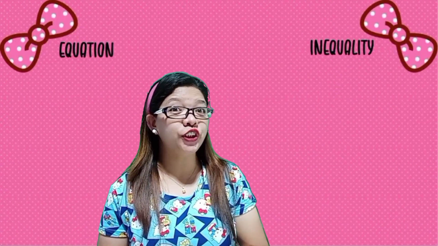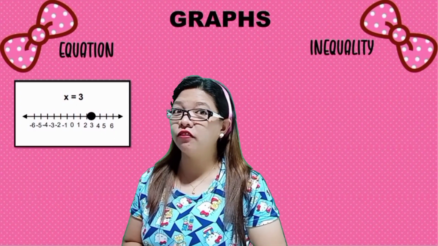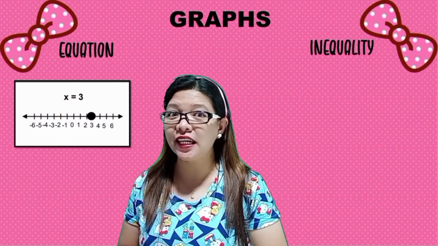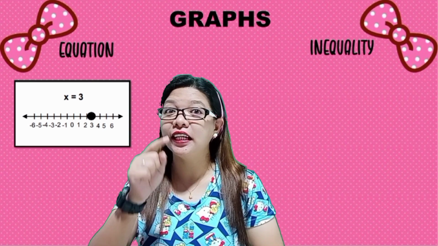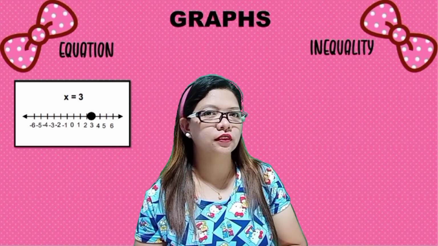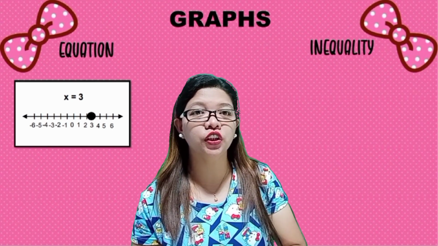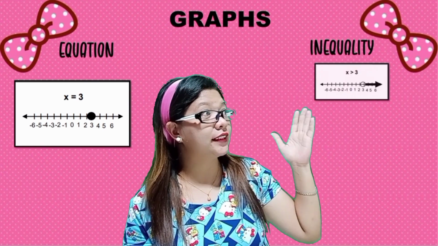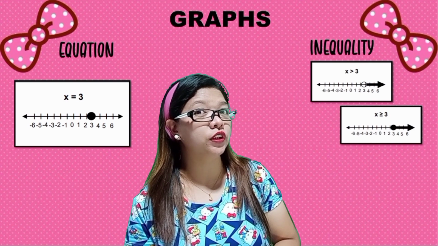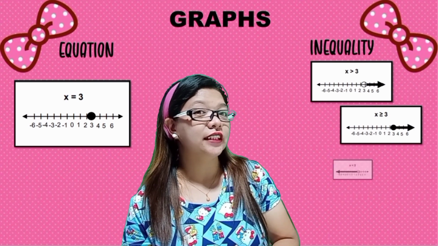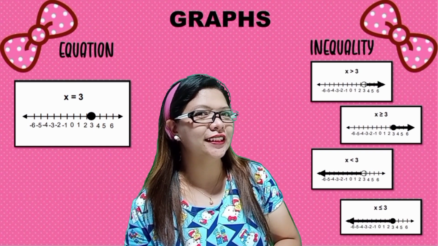Now let's differentiate the terms using the graph. For equation, we have x equals 3. We have exact solution in the graph. That is in number 3. For inequality, we cannot identify the exact location of the term. X is greater than 3. X is greater than or equal 3. X is less than 3. X is less than or equal 3.